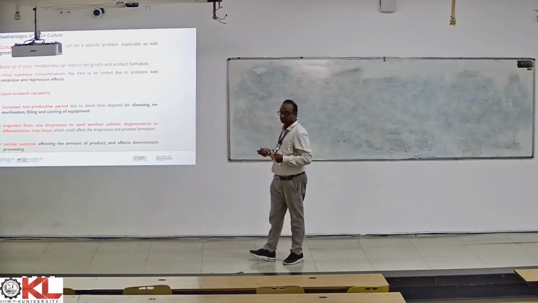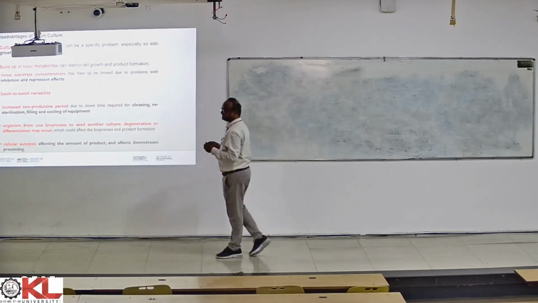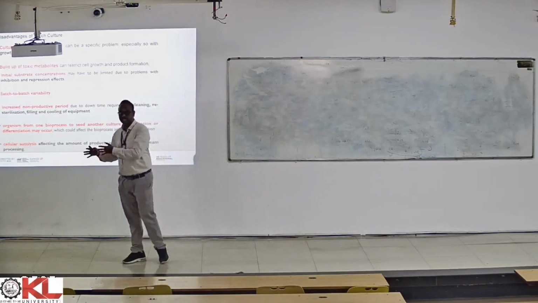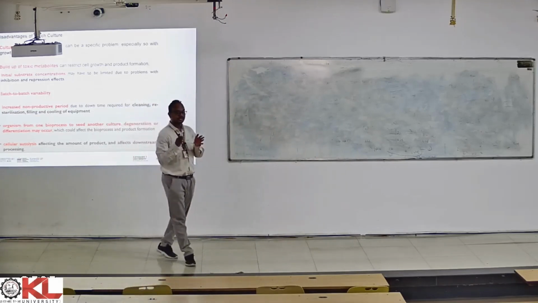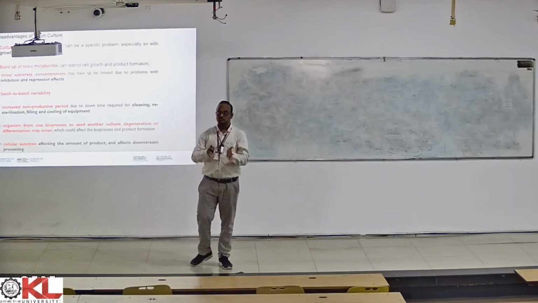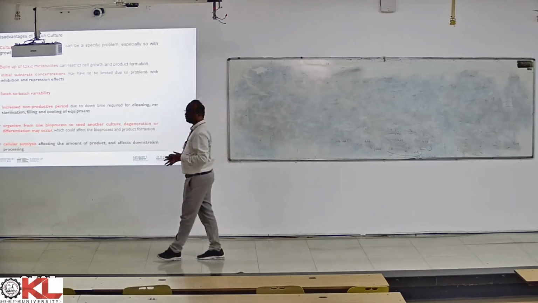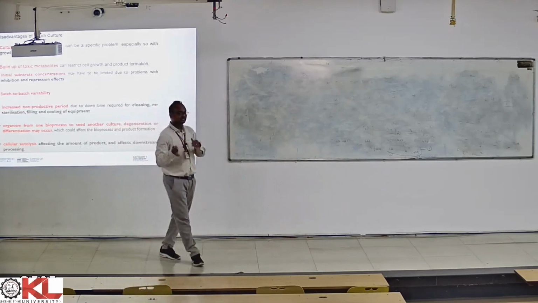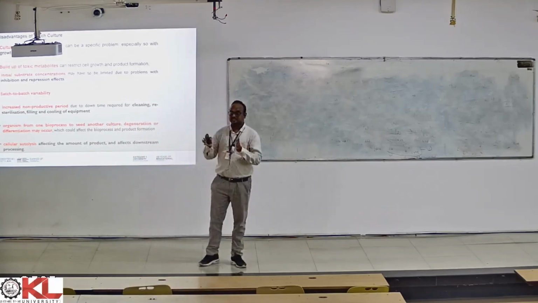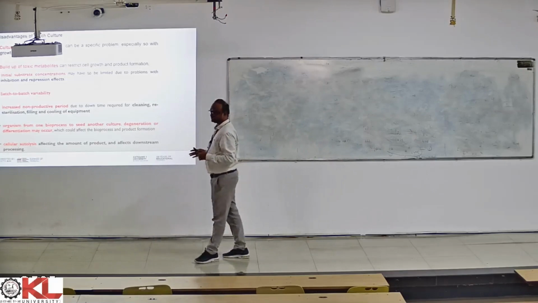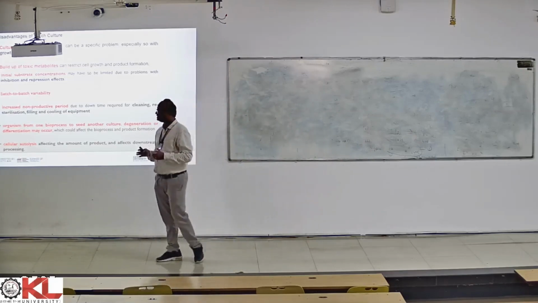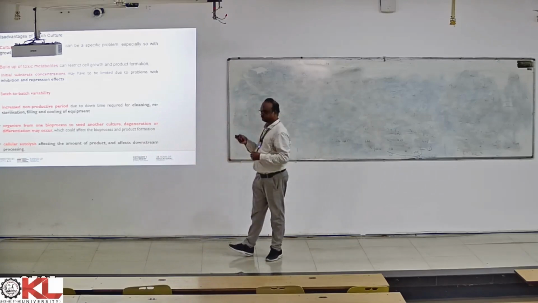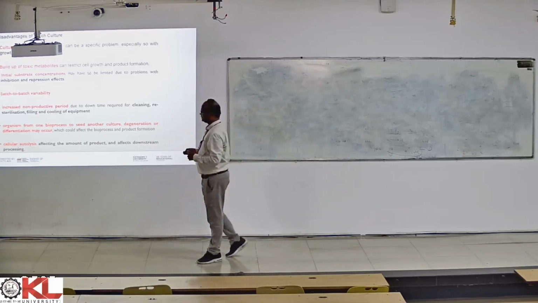Increased non-productive period. There is always a gap period between one batch and another batch production. Why? Because once the batch production is done, we need to remove all the unwanted material from the reactor, clean the reactor, and sterilize the reactor, and there is downtime for doing all these purposes, right? So that's why there is always a non-productive period involved with the batch system.